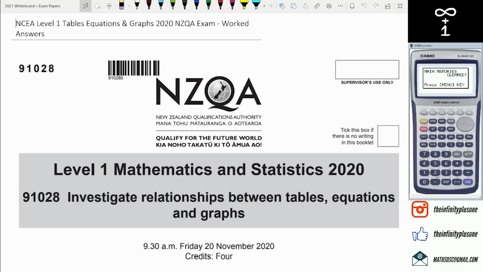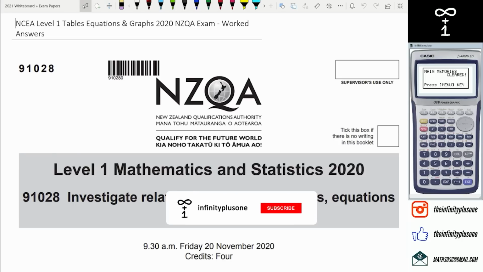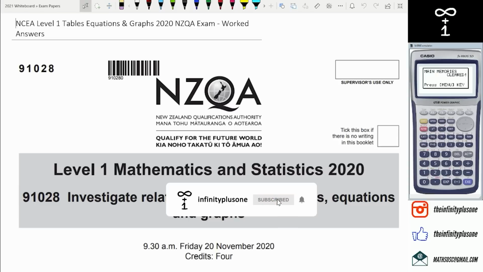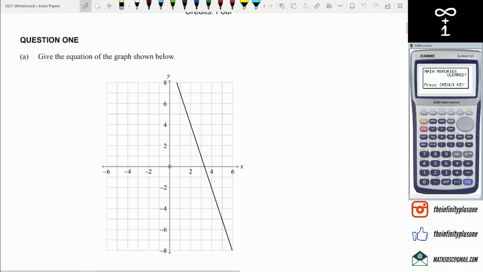So without further ado, let's get started. The other thing I'm going to be using as well is Desmos, and I'll also show you guys the answer schedule, just to make sense of this particular paper. Okay, so let's get started with the first question.